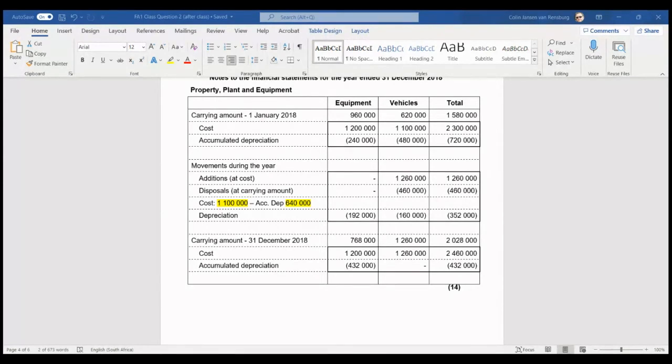So how can we check whether we haven't made any mistake, ladies and gentlemen? Is there a way in which we can double check this? Yes, there is. We can check that we haven't made any little calculation error. Our carrying amount at the beginning of the year was 960,000. There was only one movement, which decreased the carrying amount by 192,000. That must also give us 768,000. Does it? Yes or no?